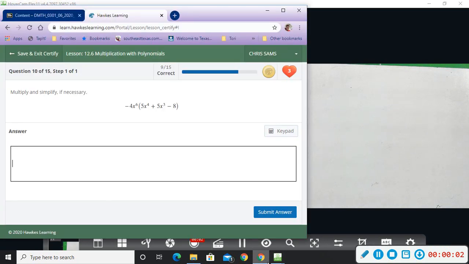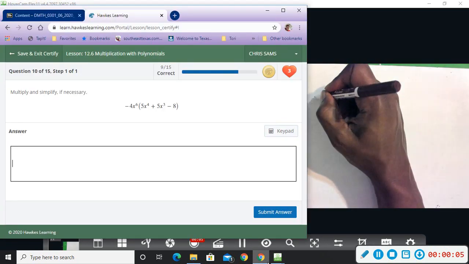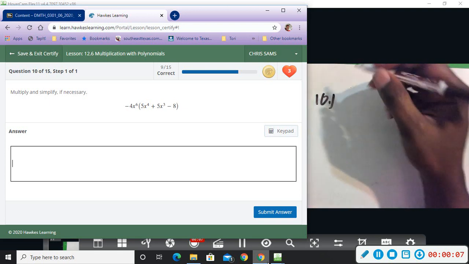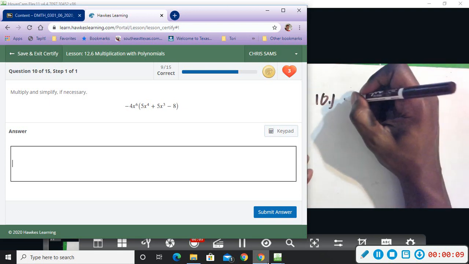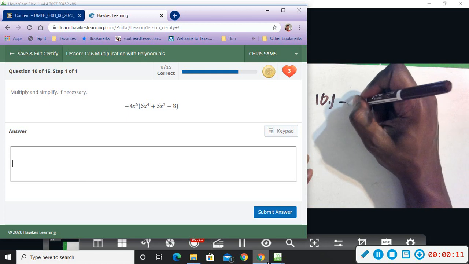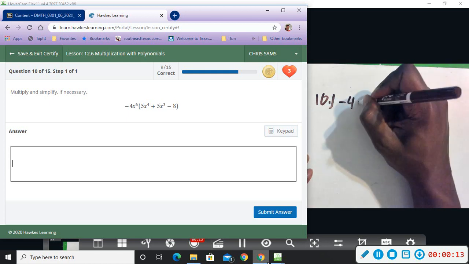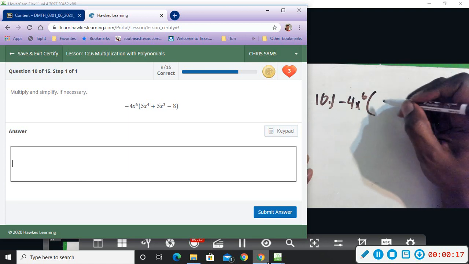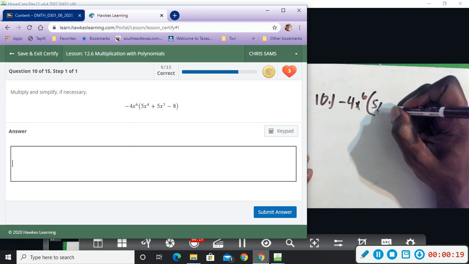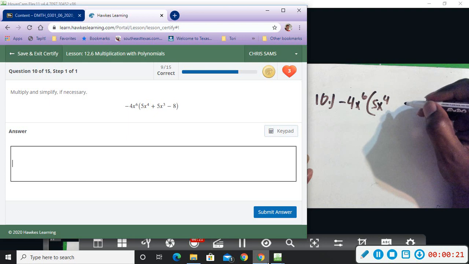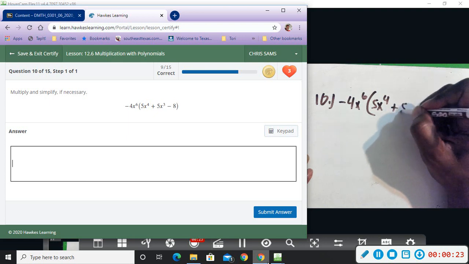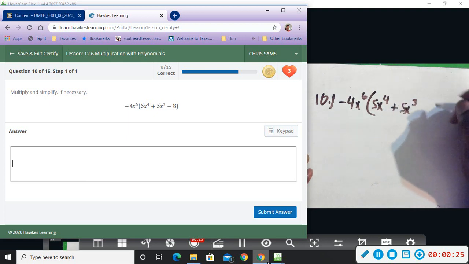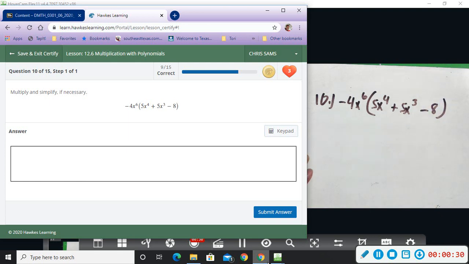All right, number 10. We have one term outside parentheses, negative 4x to the 6th, and we're going to be distributing that throughout the parentheses: 5x to the 4th plus 5x to the 3rd minus 8. So we're just going to multiply this on the outside times all three of these.